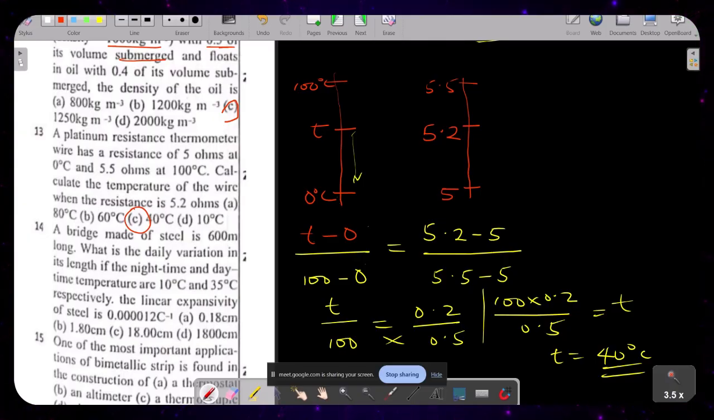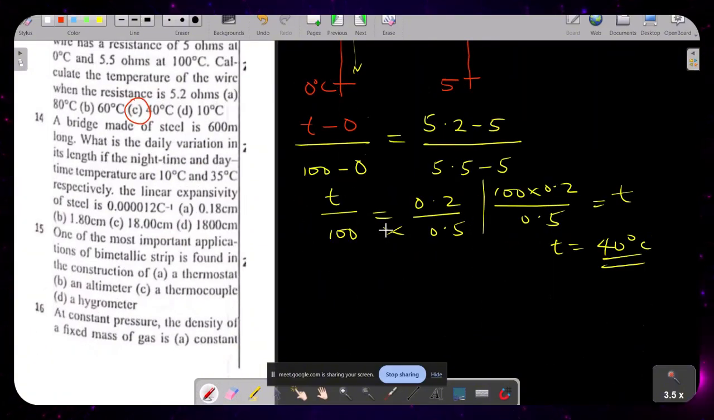All right, so the next question is question number 14. Can any of you solve question number 14? Question number 14 falls under what they call linear expansivity. I've done a video under linear expansivity, so if you are yet to watch it, please check my YouTube channel. I've done some of the videos with questions like the ones you normally see in your JAMB.